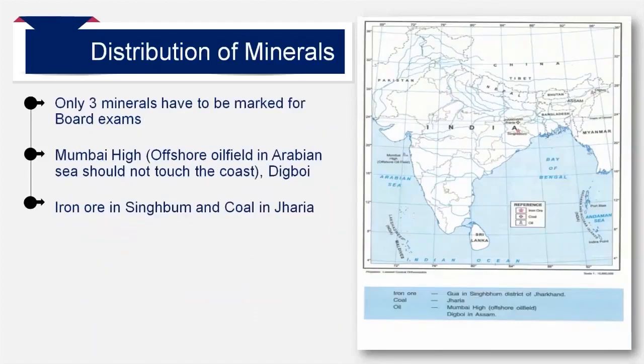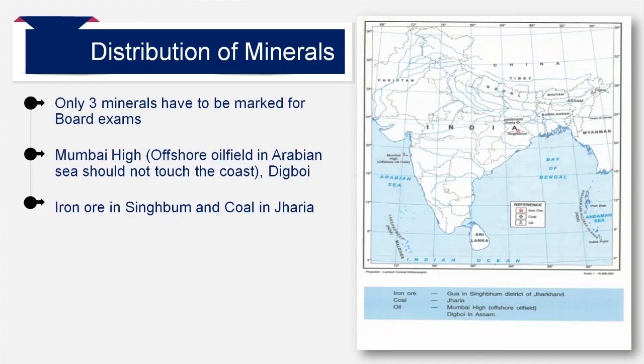You are supposed to learn to mark only 3 minerals: coal in Jharia, iron ore in Singhbhum district of Jharkhand, onshore oil in Digboi in Assam, and offshore oil field in Mumbai High. In this map, you have to mark the minerals using symbols in different colors. The key for the same must be given as shown in the map.